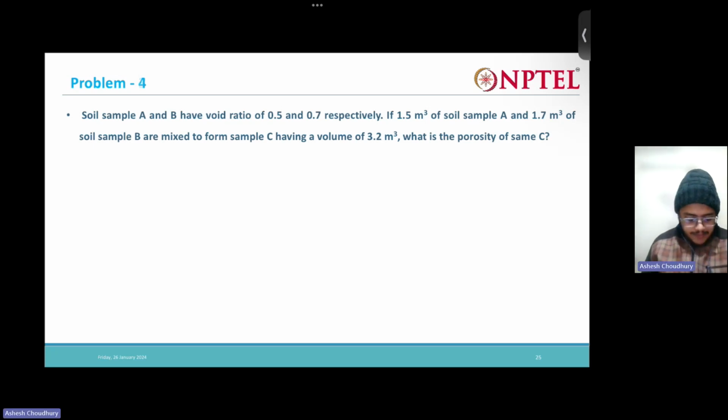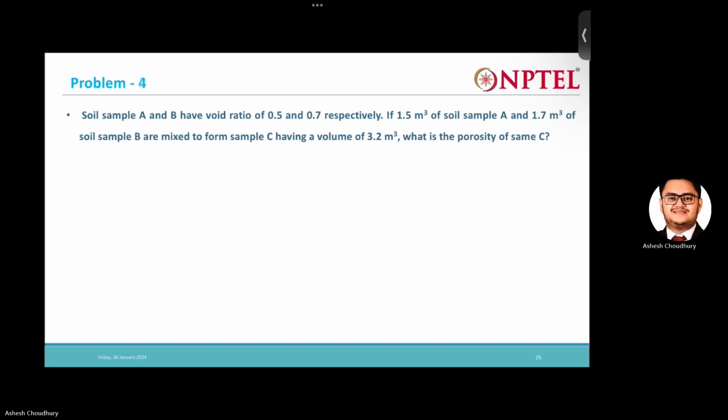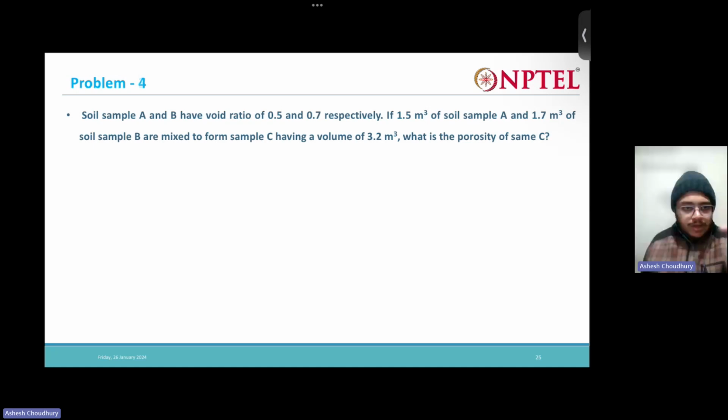Okay, next problem. Soil, let me just have some water. Just give me a second. So meanwhile, just read this question once. Just go through this question once. See if you can visualize this problem. I will just get back to it in a minute.